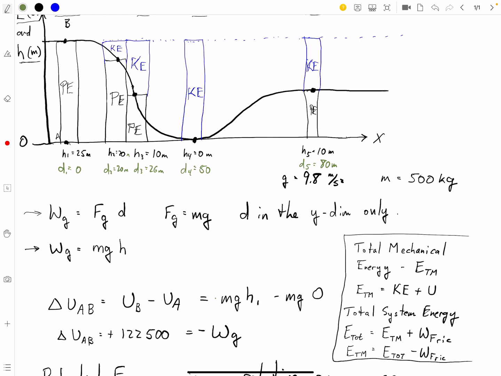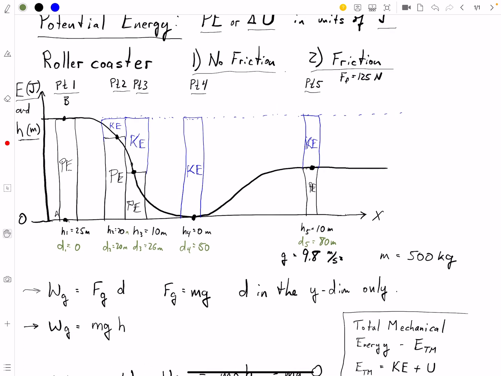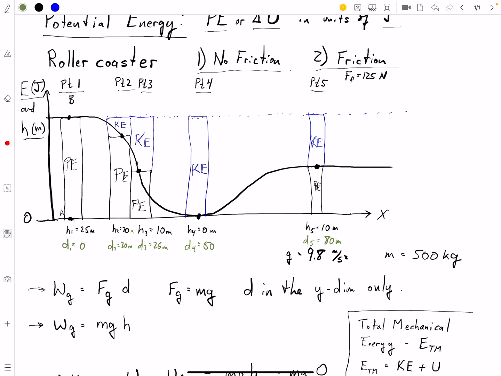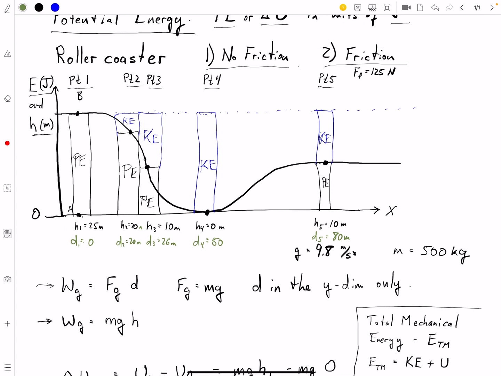So when we start thinking about friction, we'll have that. And let's see what else. I put in our friction force. Okay, so that friction force is going to be a constant force acting in the opposite direction of our travel. Okay, so now we've got all that information.